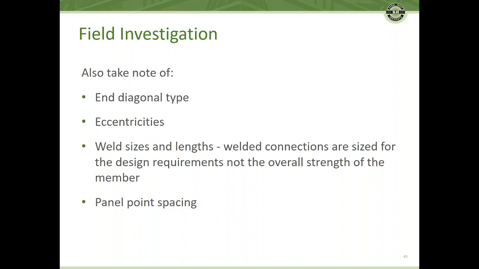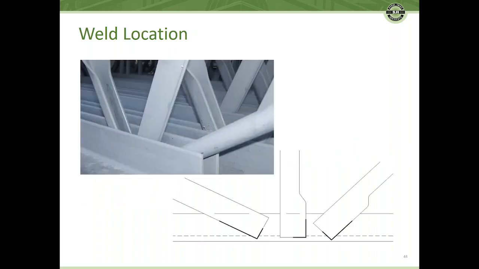Make sure that we have what the panel point spacing is, because if we have to recreate a joist, then we want to make sure we got that correct, because that's really important. The weld location is also kind of specific to joists.